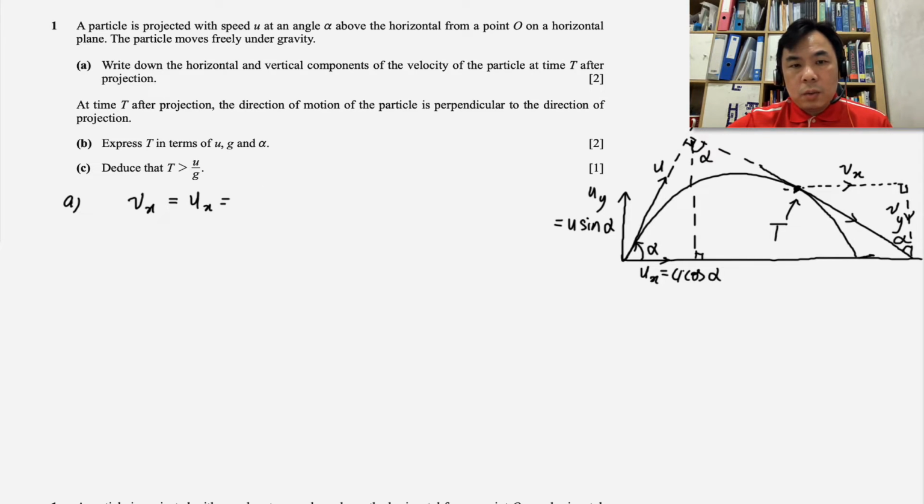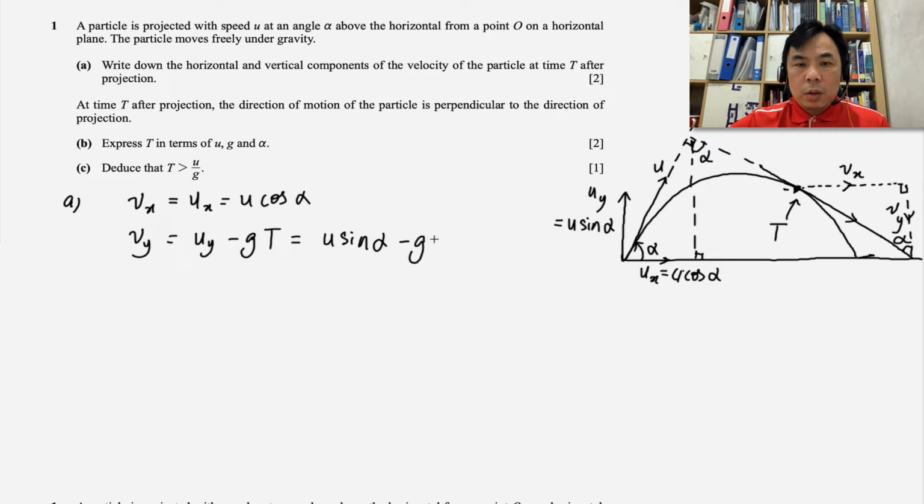Now in this case it is given by u cosine alpha, whereby the vertical component of the velocity of the particle at time t is given by the kinematic equation, that is uy minus gt here. And then uy, as I mentioned before, is given as u sine alpha. So therefore, this can be written as u sine alpha subtract gt. Okay, and then we are done. A is done. So I hope that is clear.